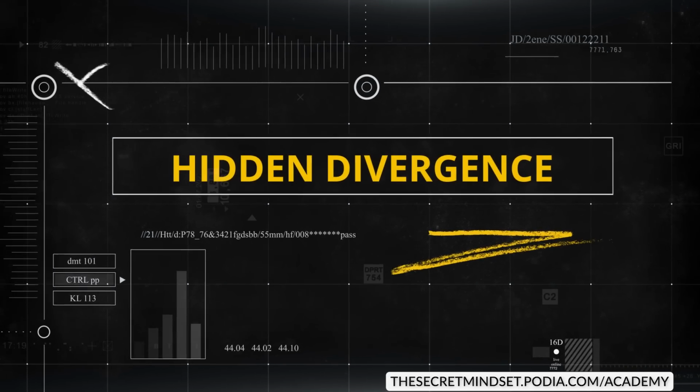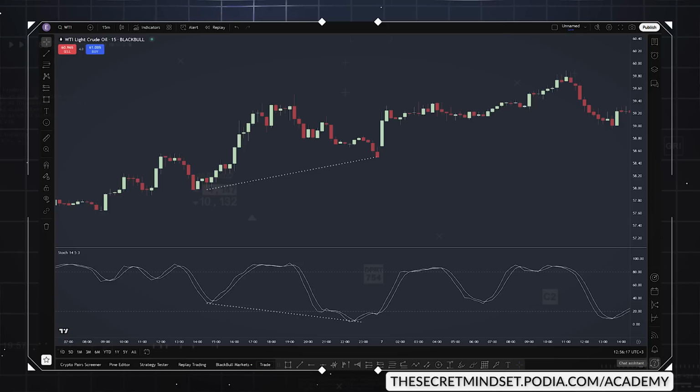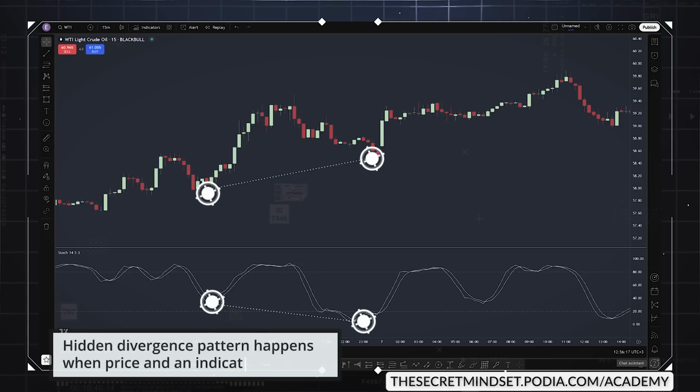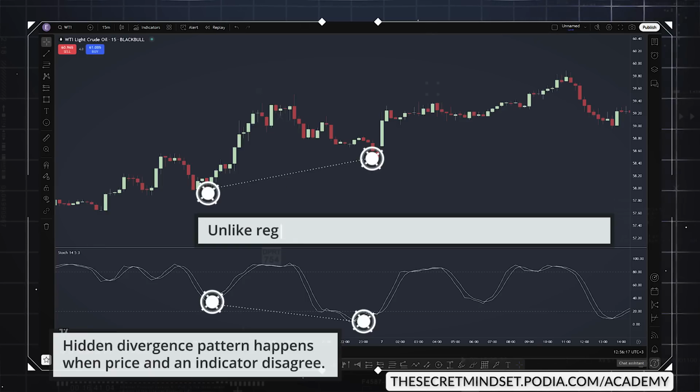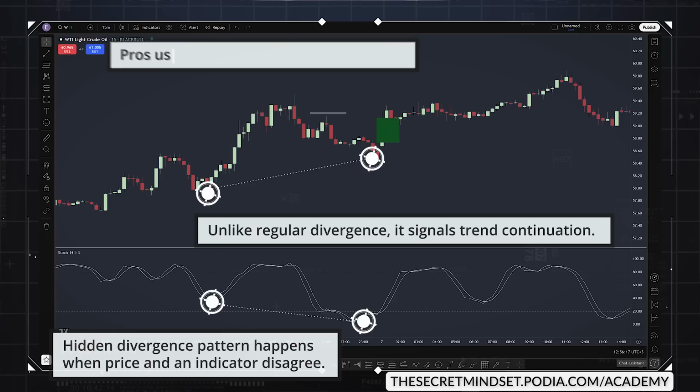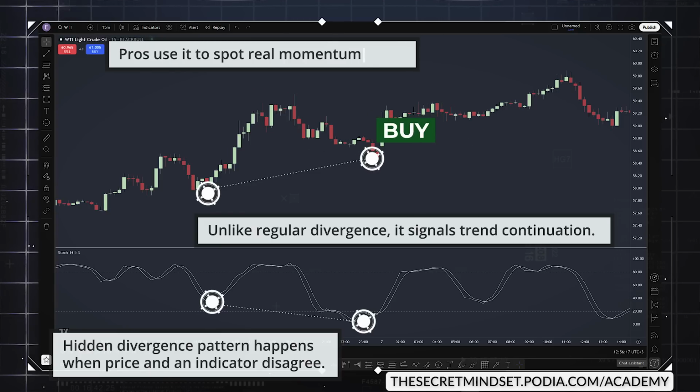Hidden divergence is a pattern that most people miss. This pattern happens when price and an indicator like RSI or MACD don't agree. This is not regular divergence, which usually signals a reversal. Hidden divergence points to the trend continuing, even when price action looks tricky. It's a pattern pros use to spot real momentum before everyone else.